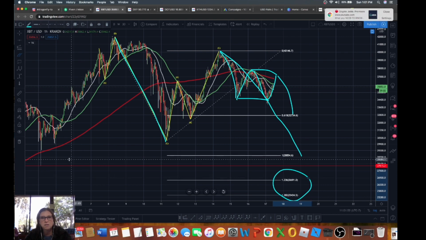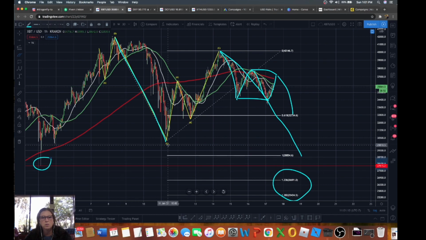I would like to see us protect this low. I would like to see us continue to make lower highs. This low, this low, this low, and on and on. Now, if we come down lower and we break this low, it's not completely the end of the world.